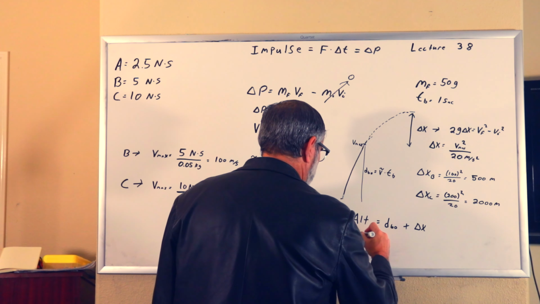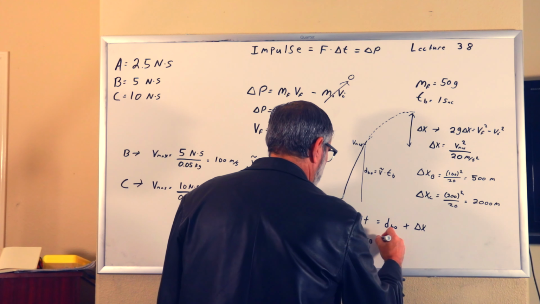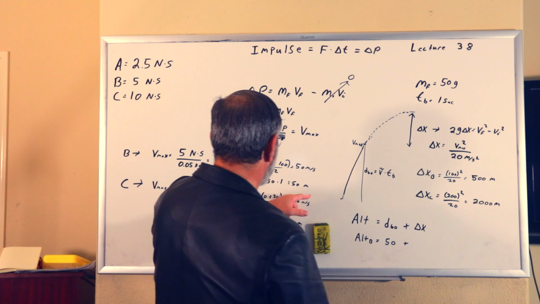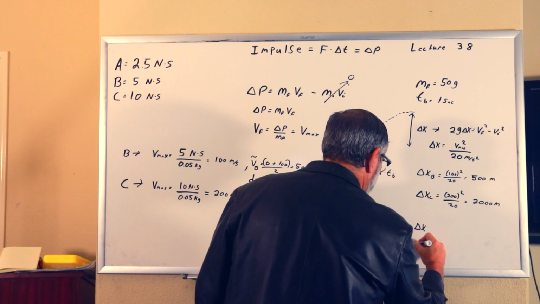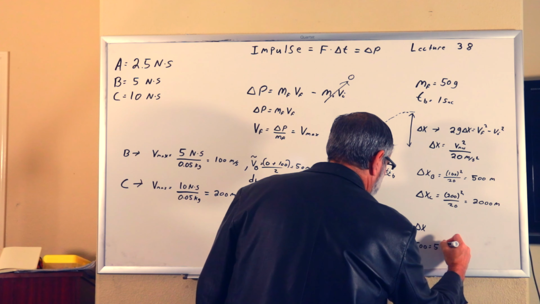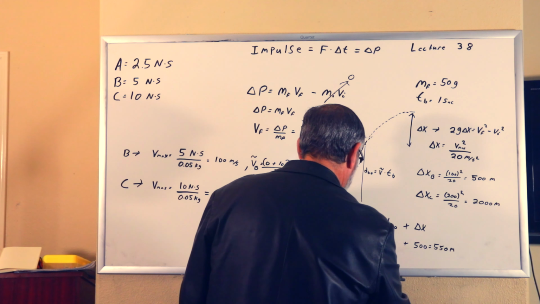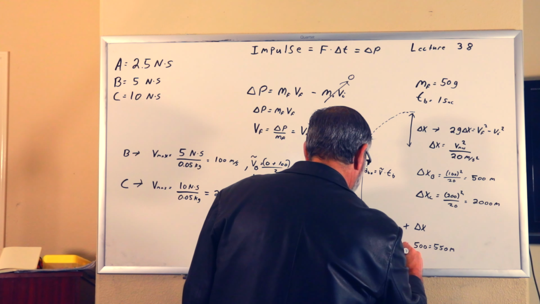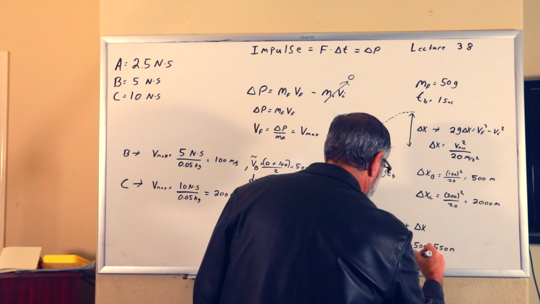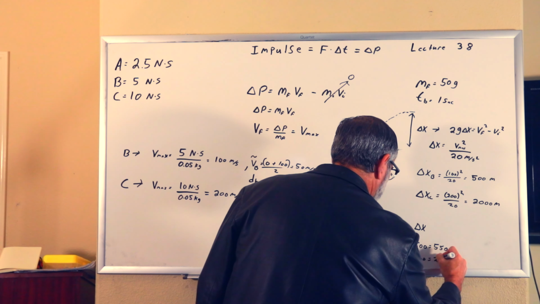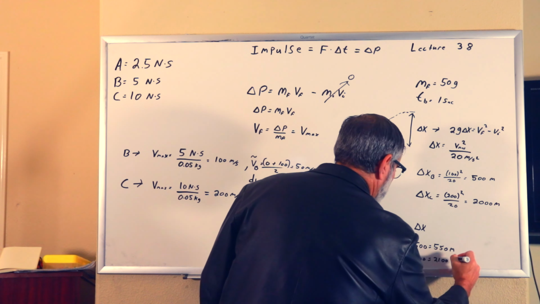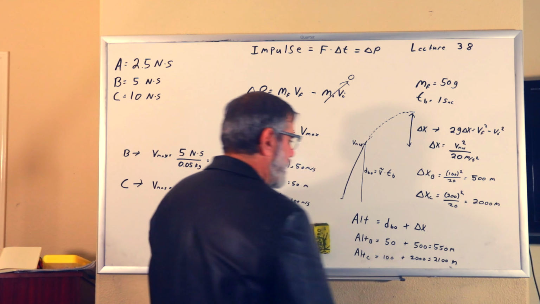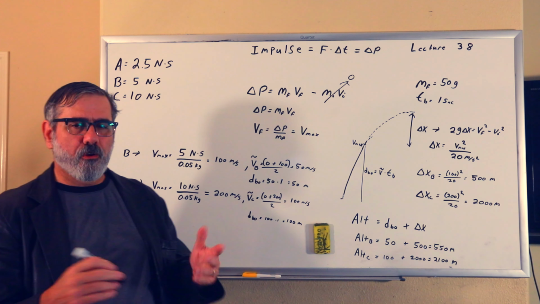And so for a B motor, we would get 50 meters plus 500 meters, which gives us 550 meters. And for the C motor, it's 100 meters plus 2,000 meters, which is 2,100 meters. That's about 1 1/3 mile up.